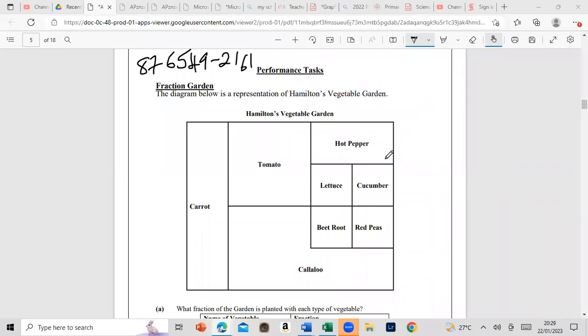It says fraction garden. They say the diagram below is a representation of Appleton's vegetable garden. So we see tomato, hot pepper, lettuce, cucumber, beetroot, red peas, callaloo, carrot. And those things I'm going to plant when I stop teaching you guys. Natural greens and those things, red peas, greens and beans, cucumber, etc. I'm going to show them now. So you say, what fraction of the garden is planted with each type of vegetable? All right, this is a very challenging task. They want us to figure out what fraction each of these represents.